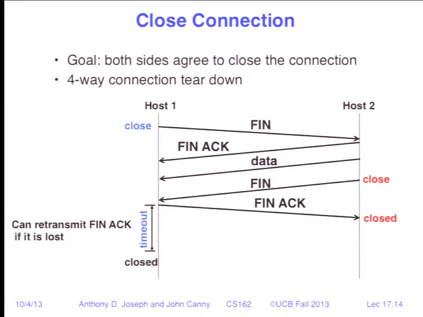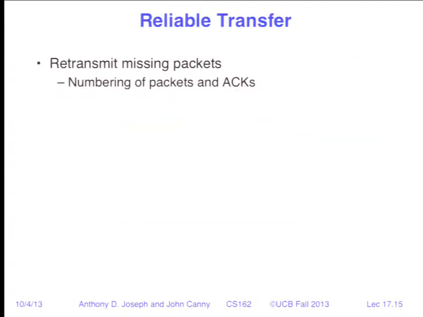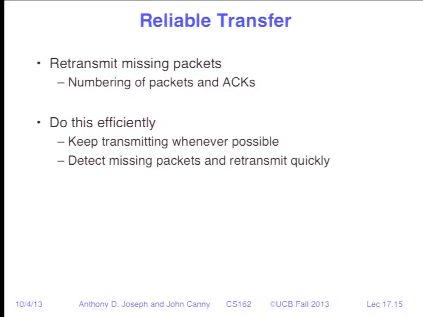Okay, so any other questions? Okay, let's talk about how we actually get our data there. There are some simple parts of this. The basic concept here is if a packet doesn't make it through, we retransmit it. And we're going to number packets, we're going to number acknowledgments, so we can see if something goes missing. Our goal is to do this very efficiently. So we want to transmit whenever we can transmit, so we can move data as fast as possible. And we want to detect when a packet goes missing and be able to retransmit as quickly as possible.